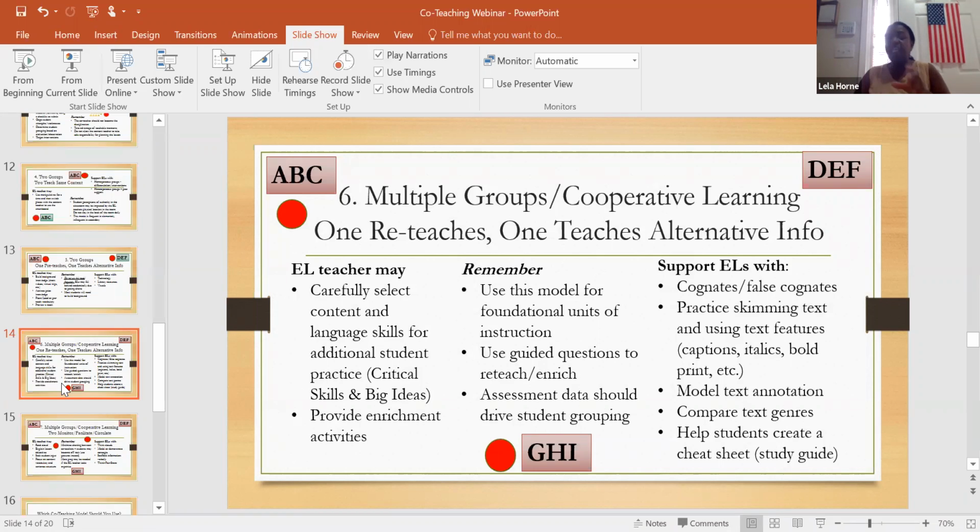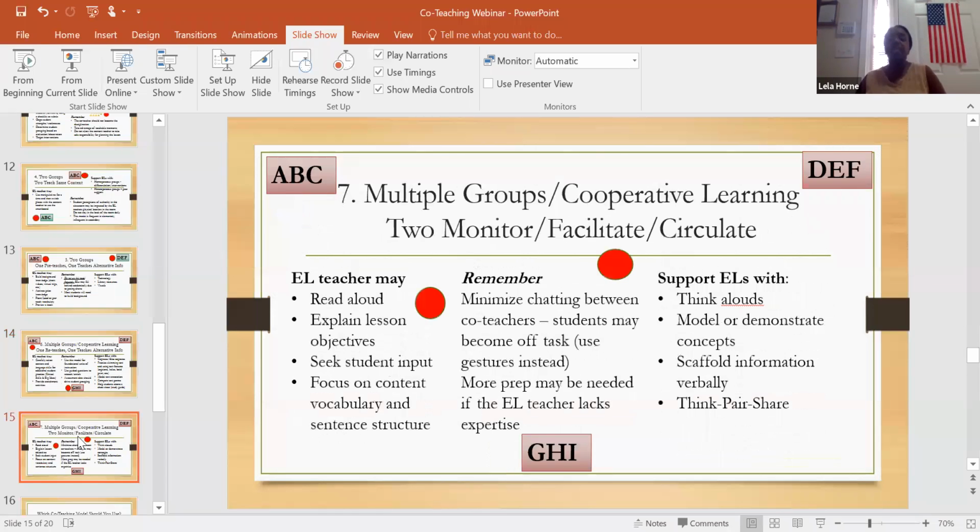Now, you don't have to stay in one group or in one model of instruction for the day or for the week. You can change it within the day. You can change it within the week. It all depends on what you need, what the students need, what the complexity of the material requires, and the lesson stage of development. That's really what you want to focus on. Again, here's another way to have multiple groups where both teachers are sort of just facilitating or monitoring all around the room.